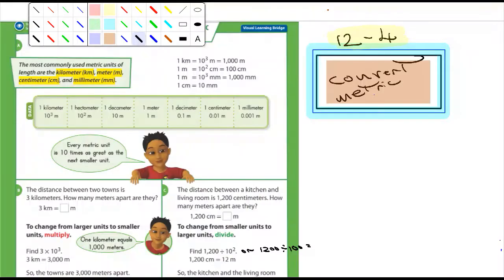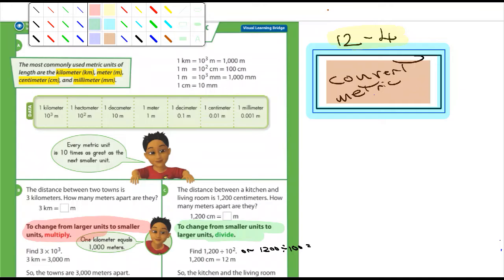All right, here we go, 12.4. So we're doing more conversions, and what's nice is that it still works the same way. If you were going from larger units to smaller, you multiply. If you're going from smaller units to larger, you divide. Works the same way. No difference.